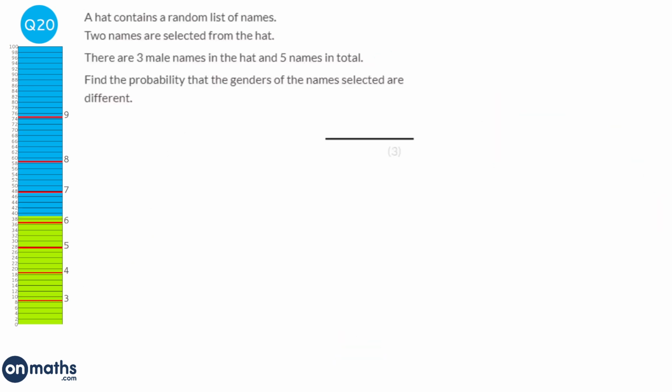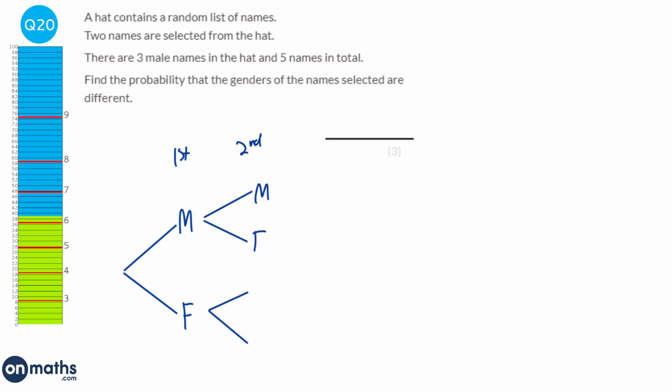So we're going to first of all draw a tree diagram for this information. You don't have to, but it is easier to understand what's going on. And so the first choice will be the first pick. It'll either be male or female. And the second choice will be the same, male and female. And looking at the questions, there are 3 male names in the hat and 5 names in total. So the fractions for the first one will be 3 over 5. If there's 3 male names, there'll be 2 females.